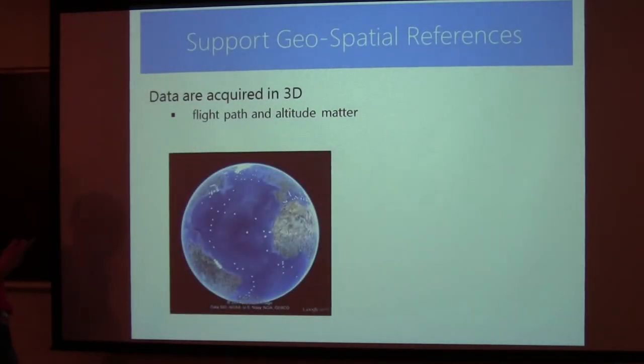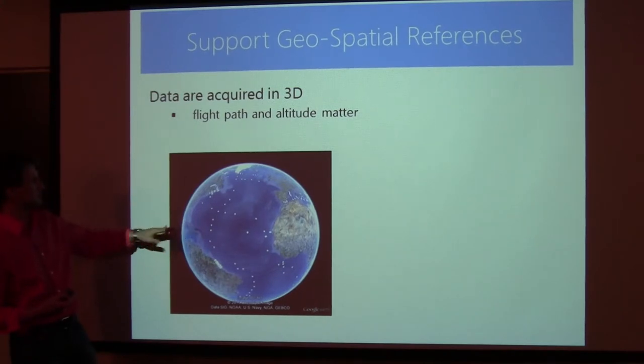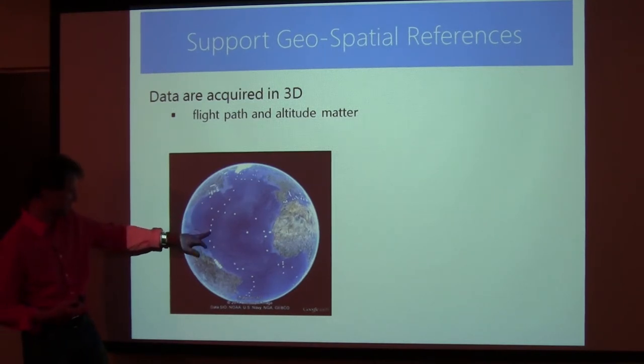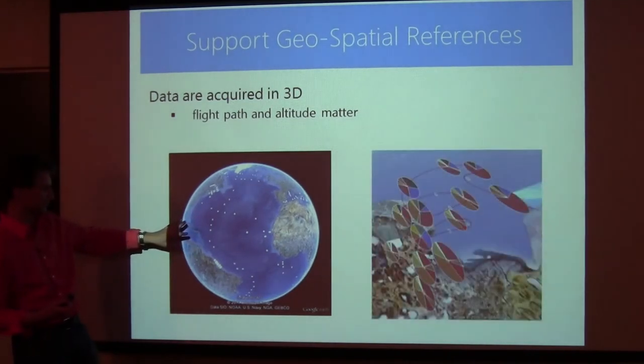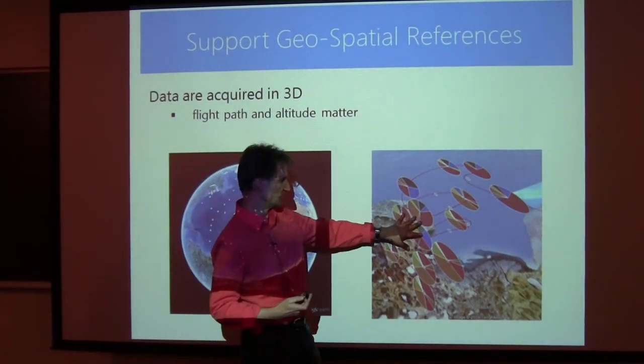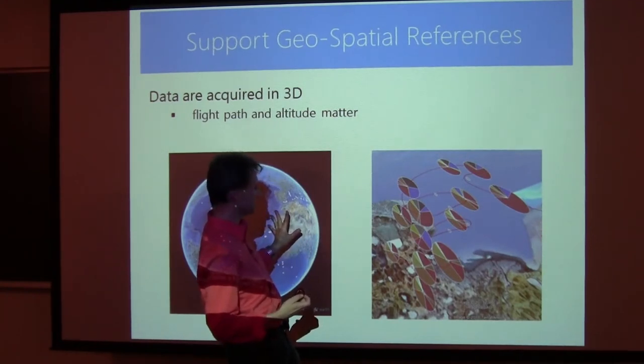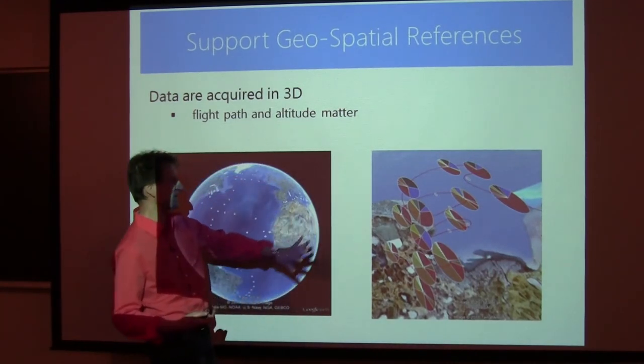Now we have data that are acquired in 3D. This is actually a different data set. Let's say it's data you obtain on the ocean, and I think there's a name for this, I'll tell you in a second. Anyway, here are different measurement sites on the globe. This is Google Earth, and we draw these pie charts on top of this. Actually, those don't have anything to do with one another. This one is another data set.